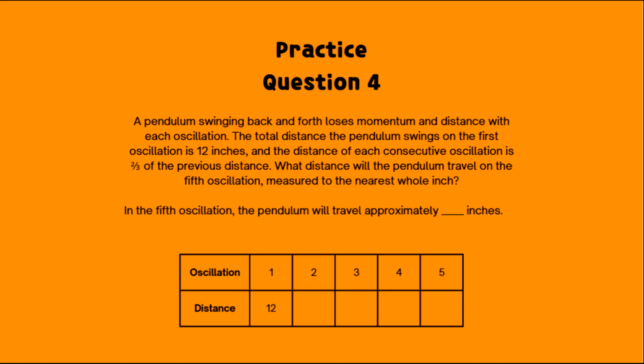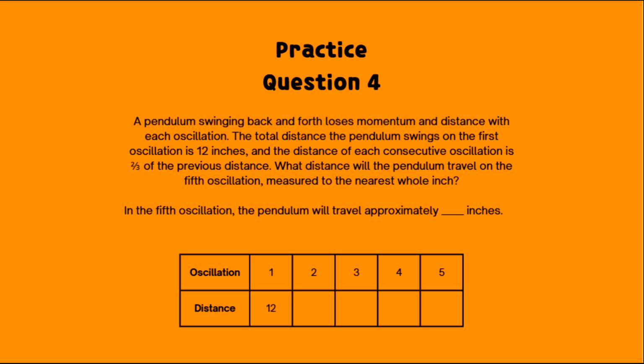Practice question 4. A pendulum swinging back and forth loses momentum and distance with each oscillation. The total distance the pendulum swings on the first oscillation is 12 inches, and the distance of each consecutive oscillation is 2/3 of the previous distance. What distance will the pendulum travel on the 5th oscillation measured to the nearest whole inch?